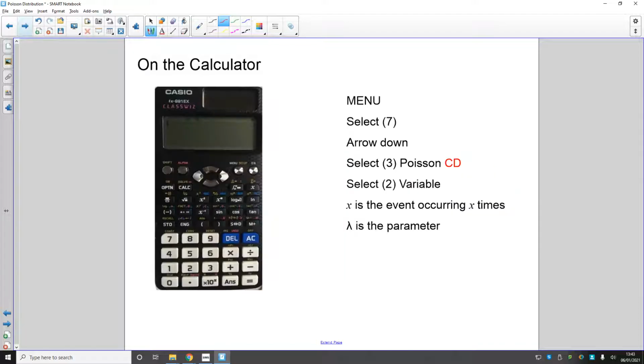On a calculator, you need your calculators with you now. Once you turn it on, you need to press the menu button. You need to select option number 7, and you need to arrow down. You need to select, this time, option number 3, which is the Poisson CD, the cumulative distribution of probabilities. Then you need to select 2 to input your variables. X is the number of times we want to work out for how many times something happens, and lambda is the parameter, so your average number of outcomes we expect.